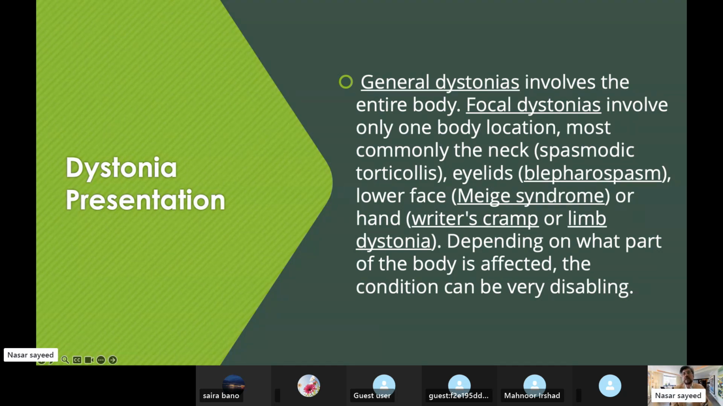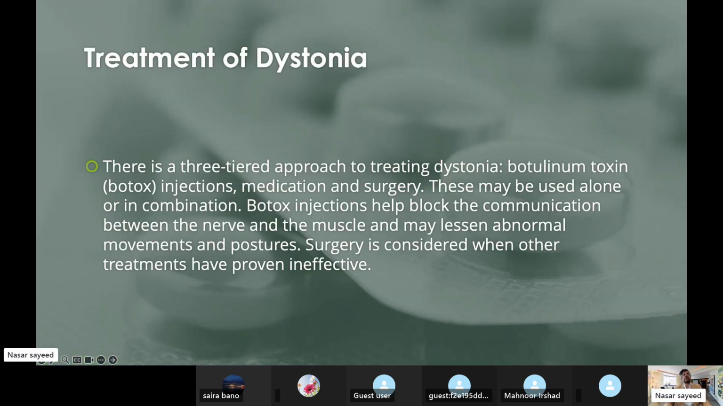So blepharospasm, then Meige syndrome, where the lower half of the face is stiff, or limb dystonia, only one limb, bilateral limbs, only lower limb, upper limb, depending upon what part of the body is affected in the pyramidal system. Treatment of dystonia.